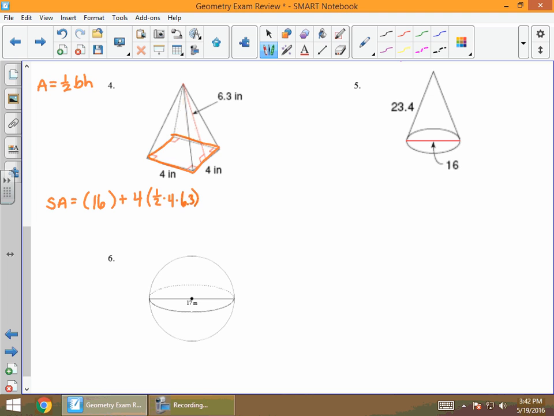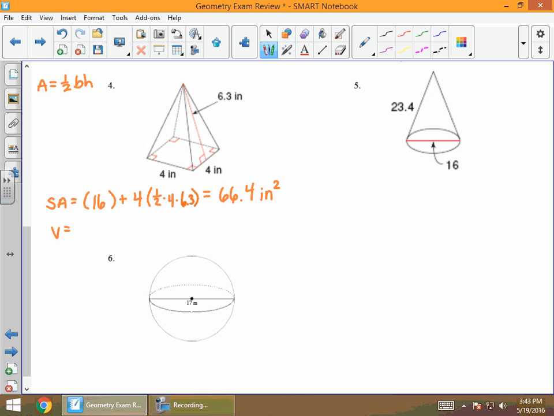Find the area of each one of the triangles by doing 1/2 base times height. Multiply it by 4 because there are 4 faces to this pyramid. I just type all that right straight into my calculator. I end up with 66.4 square inches.